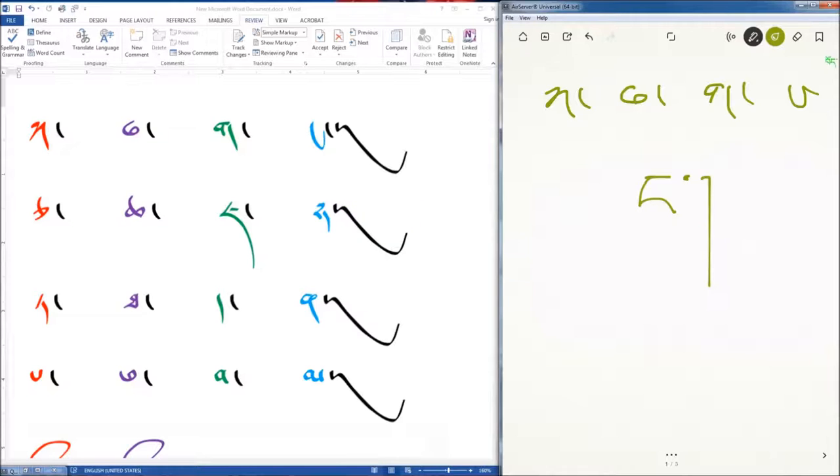Okay, so let me erase this. So now we'll try the next four set of letters. Cha, cha, cha, nya. Okay, so it's going to be step 1, 2. So that's cha, cha. You can do it in one. Cha, cha, 1, 2. Nya, 1, 2, 3. Right. So that's cha, cha, cha, nya.